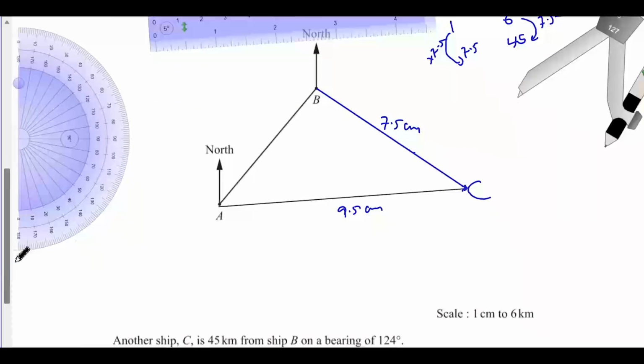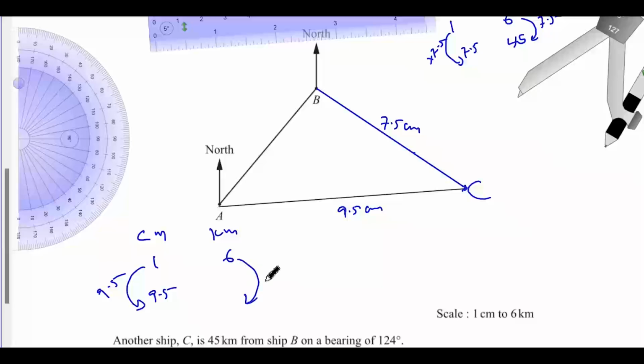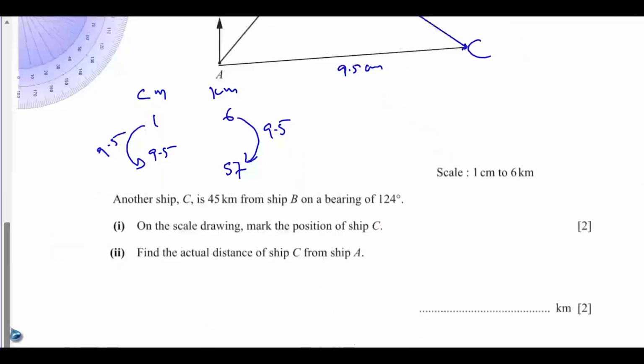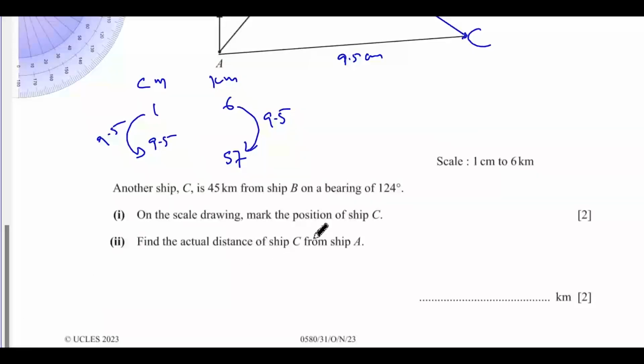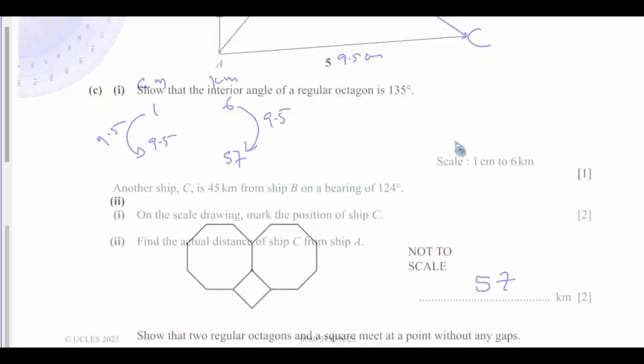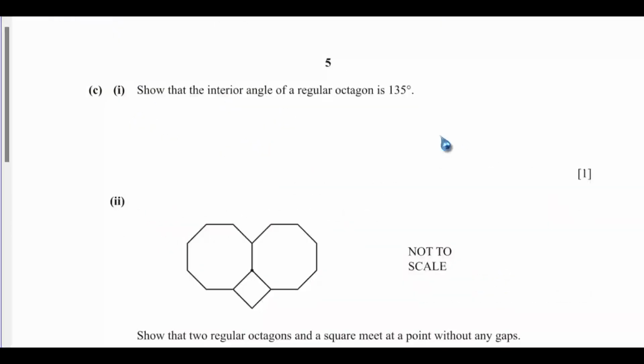We already know that the relationship between centimeters and kilometers is 1 to 6. Now we have 9.5 here, so this was multiplied by 9.5. We need to do the same thing here to get the equivalent in kilometers. If you do this, it will give you 57 kilometers. So the actual distance of ship C from ship A is 57 kilometers. So let's go to the next question. 2C Roman figure 1: show that the interior angle of a regular octagon is 135 degrees.